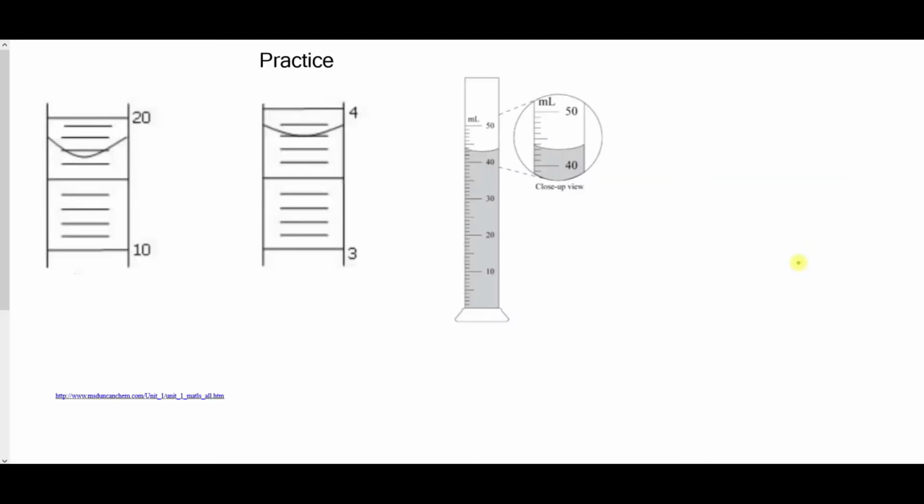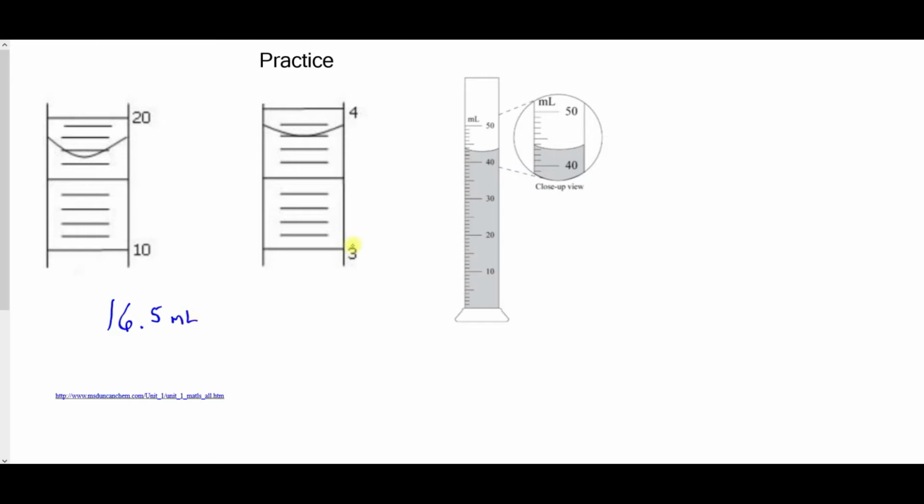Please pause the video and try these. If we look at the first one, we know that it's in the tens place, okay, it is 10. Each marking, 3, 4, 5, 6, 7, 8, 9, 10. So each marking is in the ones place, and we know it's at the 6. And then we're going to estimate in between here, and I would say that is halfway, so I would put it at 0.5 milliliters.